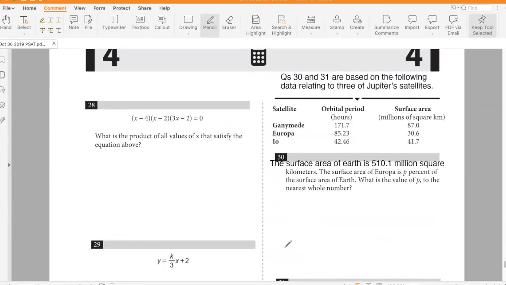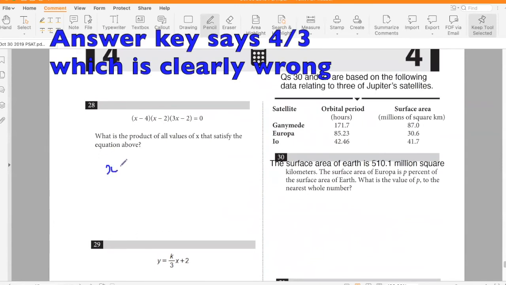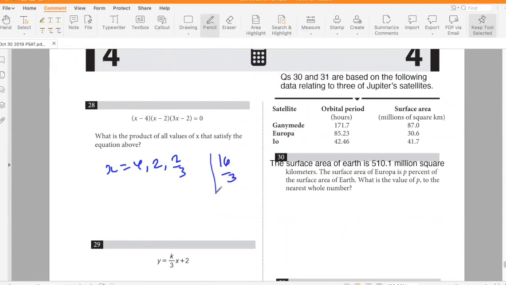What is the product of all values of x that satisfy the equation above? So the values are 4, 2, and 2/3. So 4 times 2 is 8, times 2/3 is 16/3. That is the product.